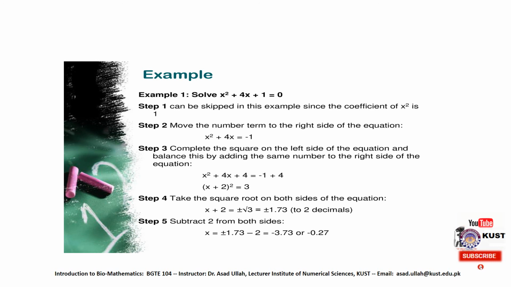Now in step 3 we have to complete the square on the left side of the equation. So we have to add the coefficient of x divided by 2, whole square, on both sides of the equation. So by adding 4 to both sides of the equation, we get x plus 2 whole square is equal to 3. Now to find the value of x, taking square root of both sides in step 4, we get x plus 2 is equal to plus minus under the root 3. Now to find the value of x, we have to subtract 2 from both sides of the equation as given in step 5.